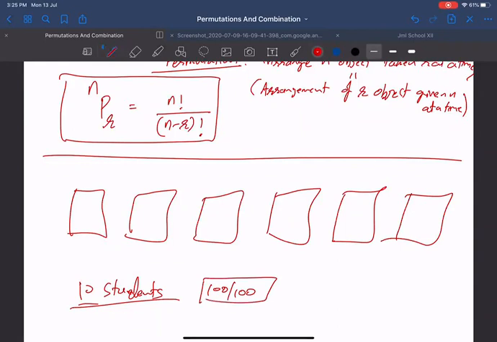Okay, so suppose we have 10 students scoring 100 on 100, but I have space for only 6 students' photos. So basically what I have to do is arrange 6 photographs from the given 10 photographs. So I have 10 things and I want to arrange 6 things out of that. So notation-wise we will write this as 10P6 ways. But why is that equal to this answer?